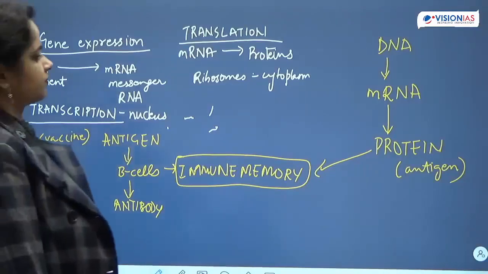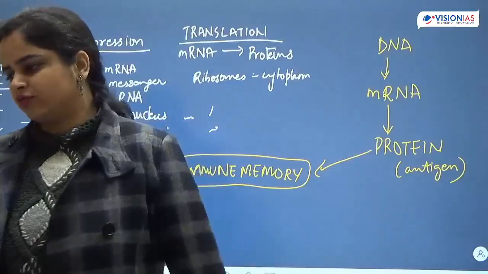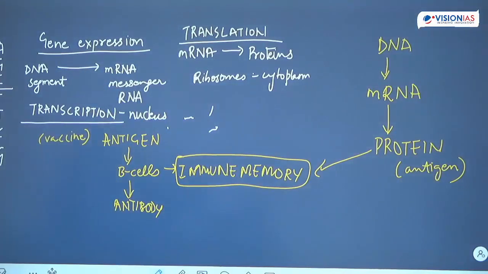Okay. Let's write this down. Write down first mRNA. mRNA vaccines work by introducing a messenger RNA sequence, which is coded for a disease specific antigen.